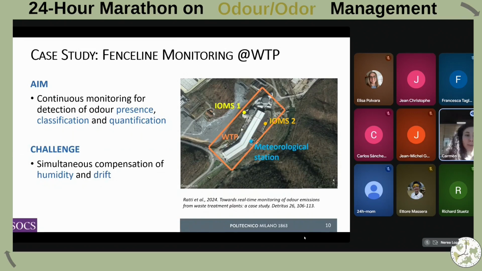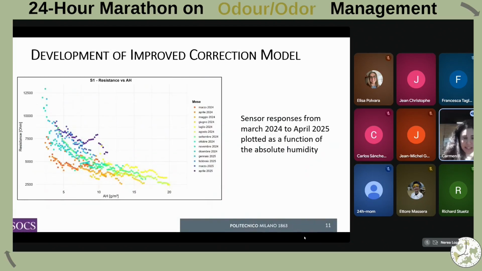The challenge that we wanted to address within this project is the simultaneous compensation of humidity and drift effects, with the purpose of training and using the IOMs for real-time identification of odor presence, recognition of the source causing the odor event, and also providing an estimate of the odor concentration at the fence line.